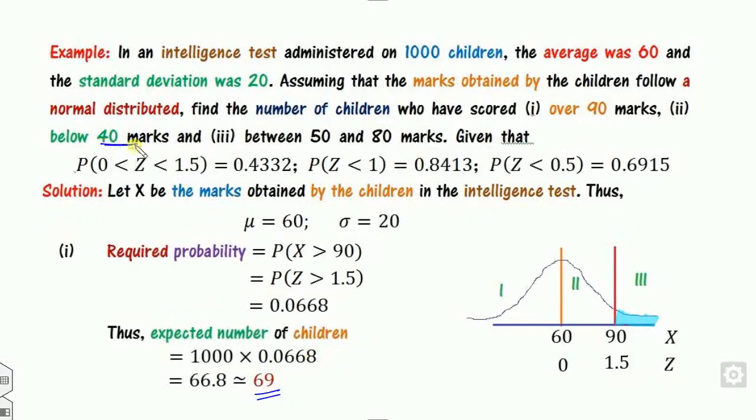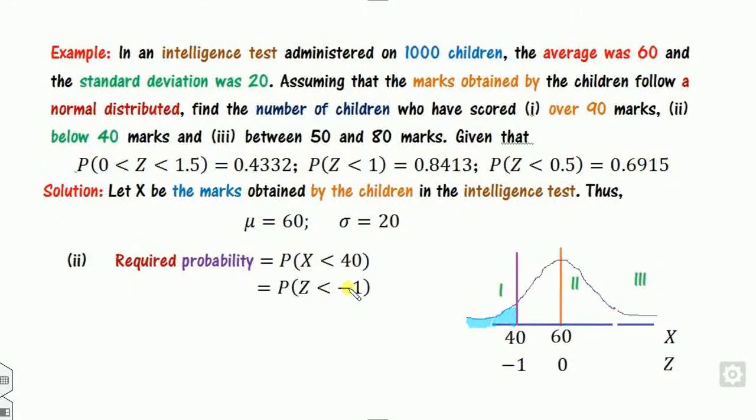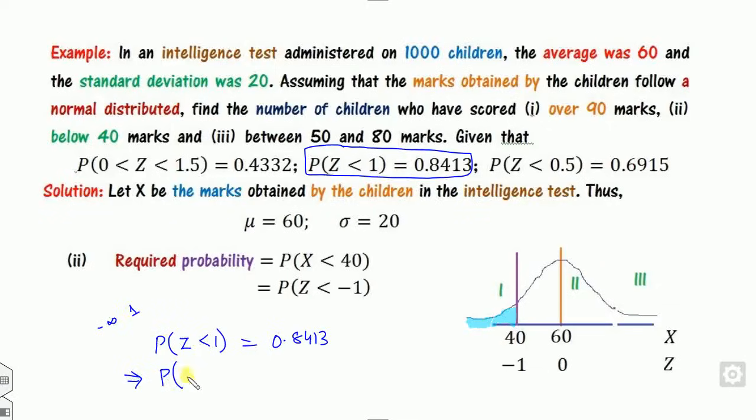Look at the second part, below 40. So below 40 is here. Quickly convert into z. Now you need z less than -1. This value is needed, but we need the -1 and here is a +1. So you can first convert into the minus by taking the opposite. So z less than 1 means minus infinity to +1. The opposite is -1 to plus infinity.